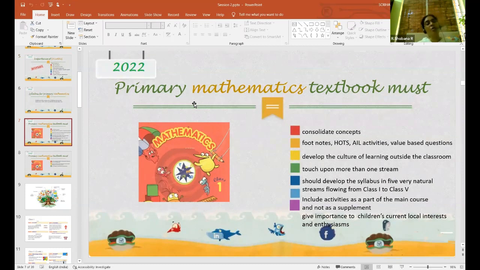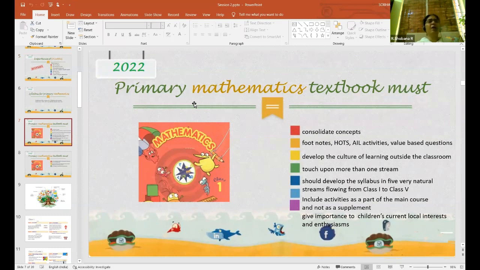What do you mean by learning outside the classroom? For example, if we are teaching them money or billing, it must show an activity where the children can go to a shop, observe a grocery bill, and then see how rupees and paise are tallied there, how much the parents have paid, and what is the balance they have been given.